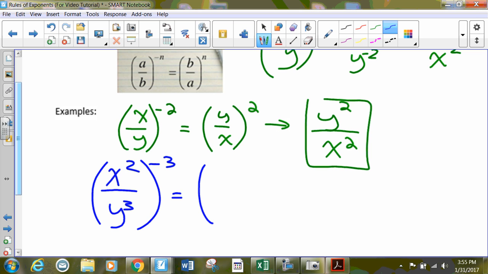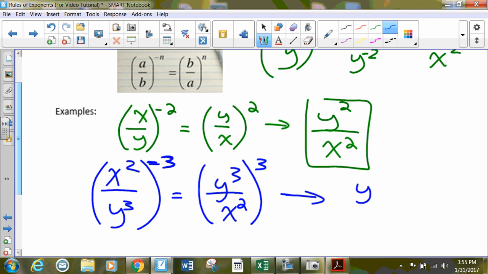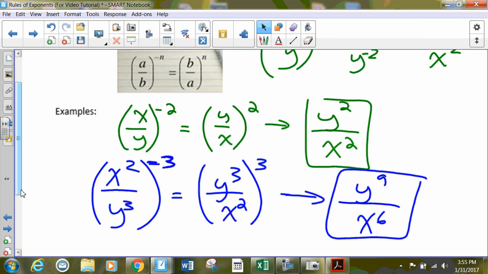I'm going to flip the numerator and the denominator because that's what the rule says to do. If I flip it, then I can change this -3 to a +3. And then I can go ahead and say y to the third, power to power, it's going to be y to the 9th. x squared to the third, power to power, is going to be x to the 6th. So two different ways to get those. You can do them as you would like.